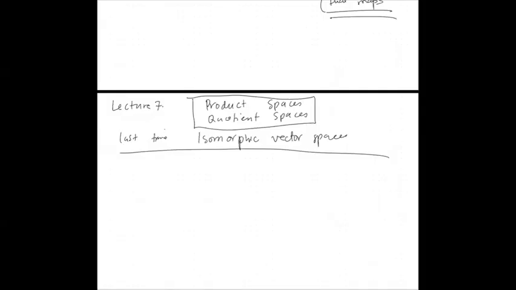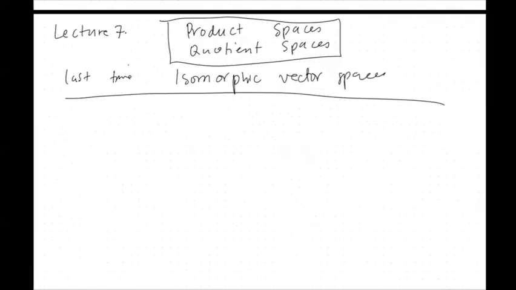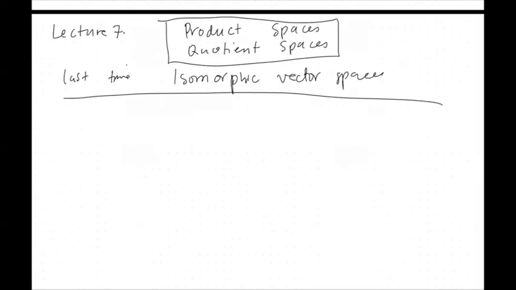So today we will start our recording for lecture number 7 of the linear algebra series that we have started. So today we will cover product of vector spaces and a quotient of vector spaces.